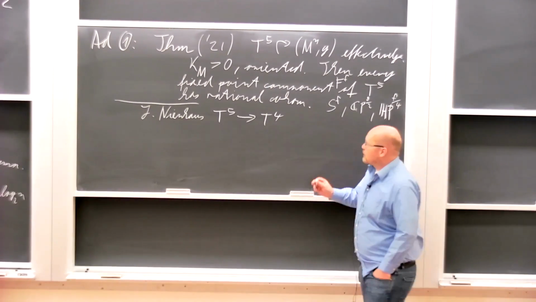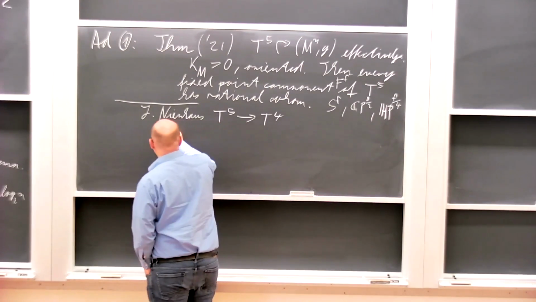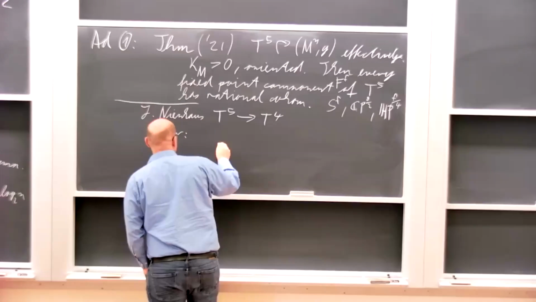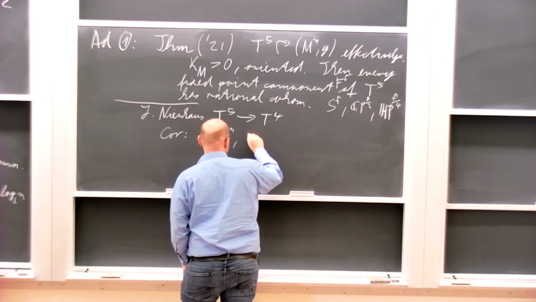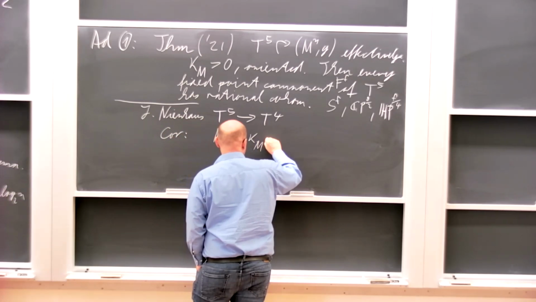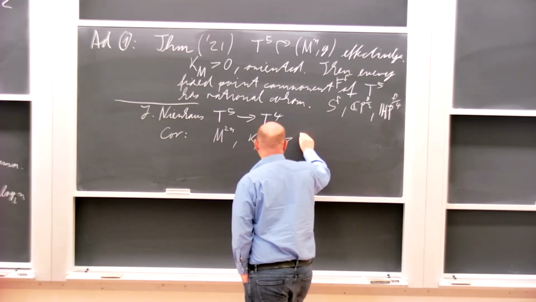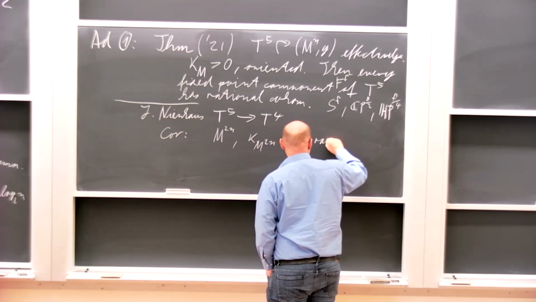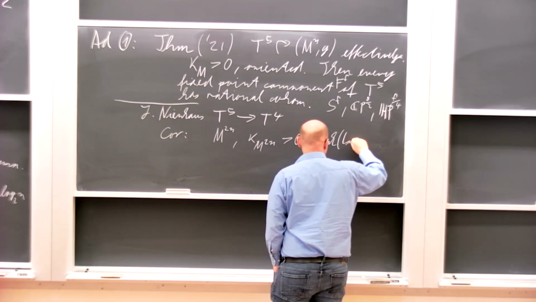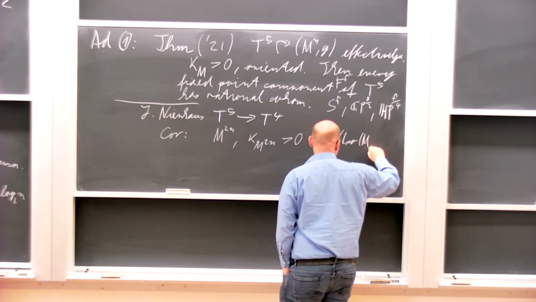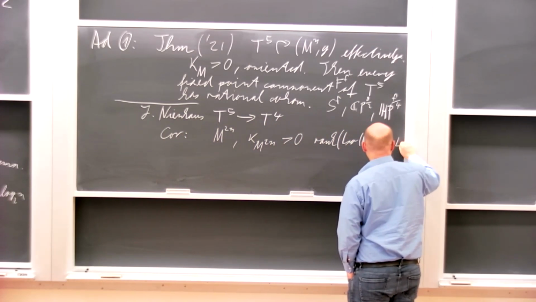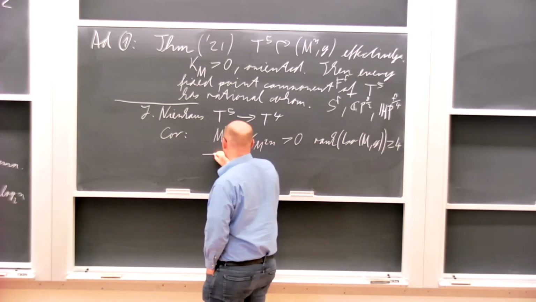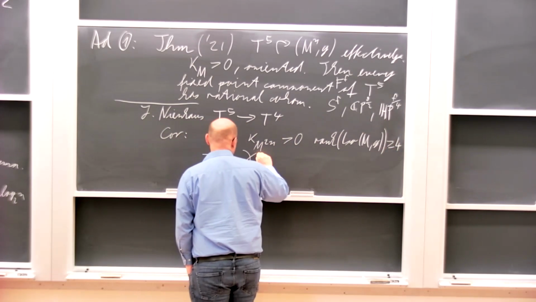Okay, and as a corollary: if you have an even-dimensional manifold with positive curvature, and the rank of the isometry group is larger or equal to 4, then the Euler characteristic is positive.